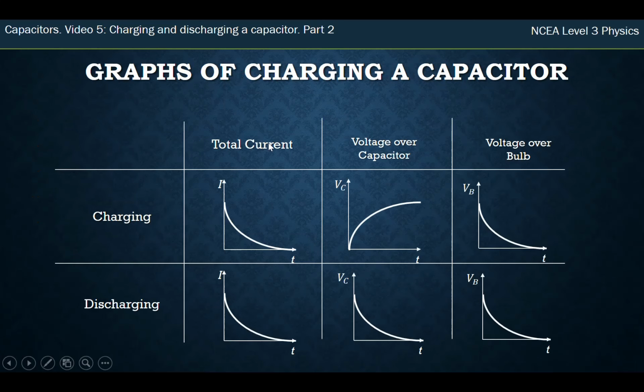So these are the graphs we looked at last time, and I would suggest that you should be confident in being able to know which graph goes with which. You can see all of them are exponential decay except for one here, which is the voltage over the capacitor, which grows during the charging time.